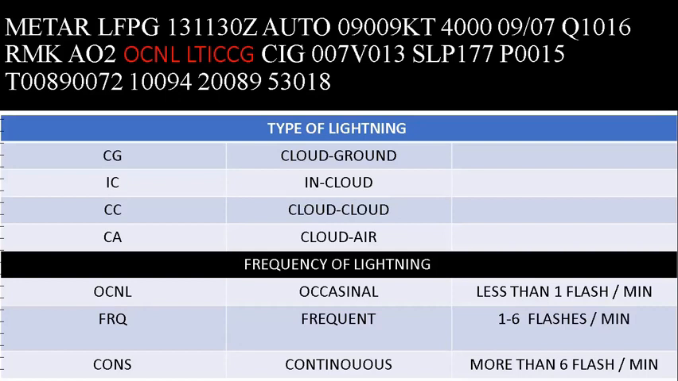Now we will decode the frequency of lightning. OCNL stands for occasional. We report occasional when the frequency of lightning is less than 1 flash per minute. So during 1 minute, we have observed less than 1 flash. Then frequent: if we are observing 1 to 6 flashes per minute, it comes under frequent and will be reported as FRQ. If it is continuous, CONS, we will mention it as a code, and it means more than 6 flashes per minute.